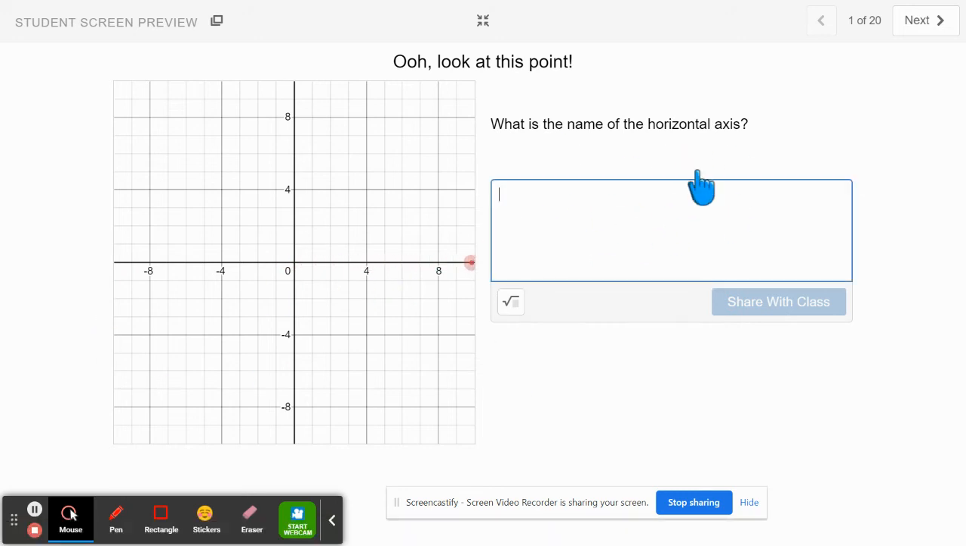First things first, what is the name of the horizontal axis? Horizontal, like horizon. Like if you're looking at the water in the distance, the horizon. This is called the x-axis, right? Left and right. The x-axis goes left and right. Put that in your brain.